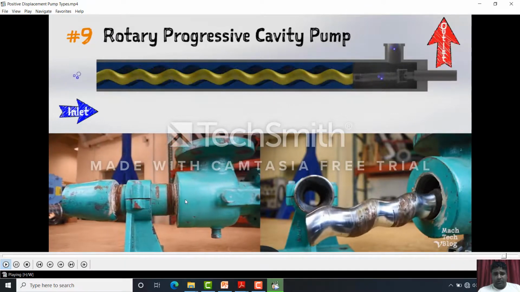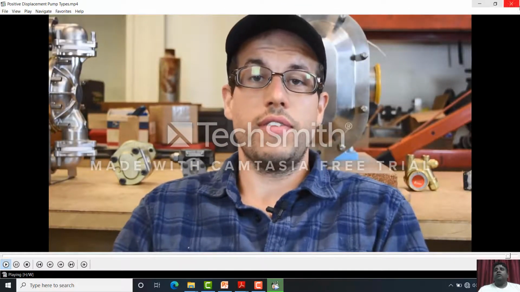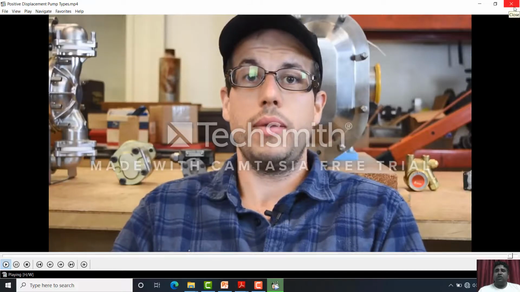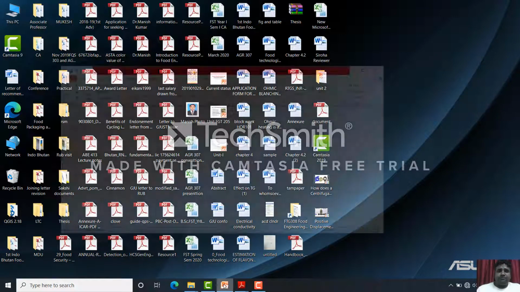Down there you can see the commercial example. At the top it was an animation. So I hope you understand these two concepts: one is the centrifugal pump and another is the positive displacement pump.